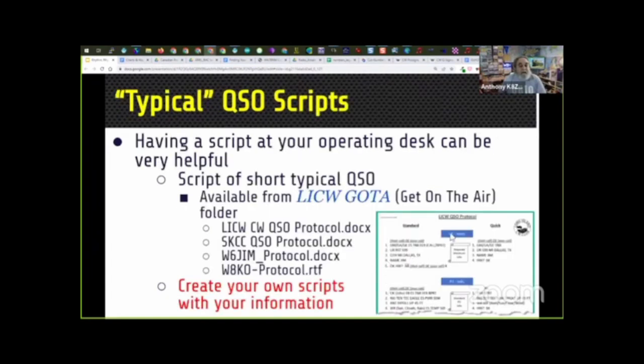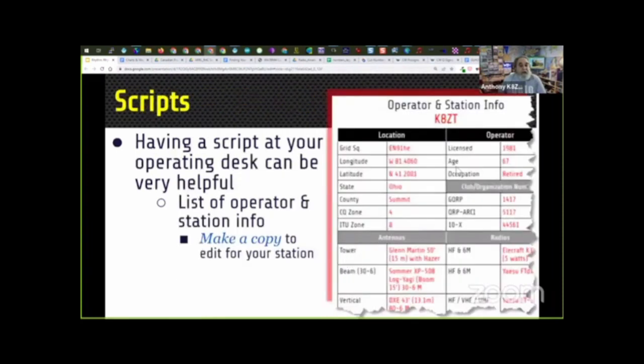The Long Island CW group has a list of protocols, and you can click on this link to get access to all four of these different written documents that have short scripts for making contacts. You can also create your own scripts with your information, and I suggest that you also have an operator and station information sheet in your station. So when someone tells you what their age is, you can look at your sheet and know your age without having to count and figure out what it is.